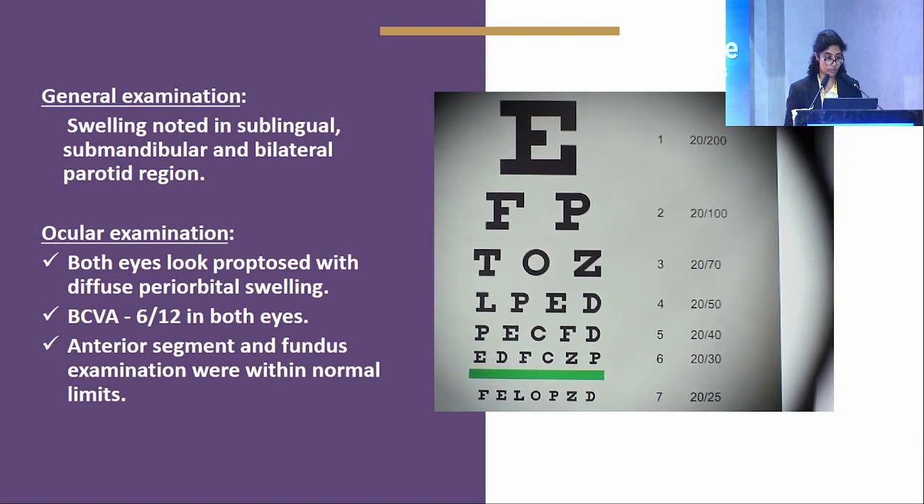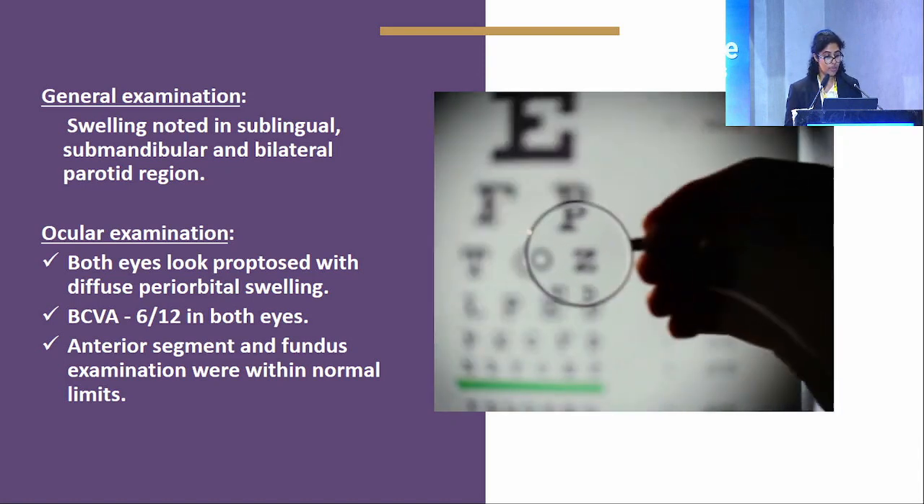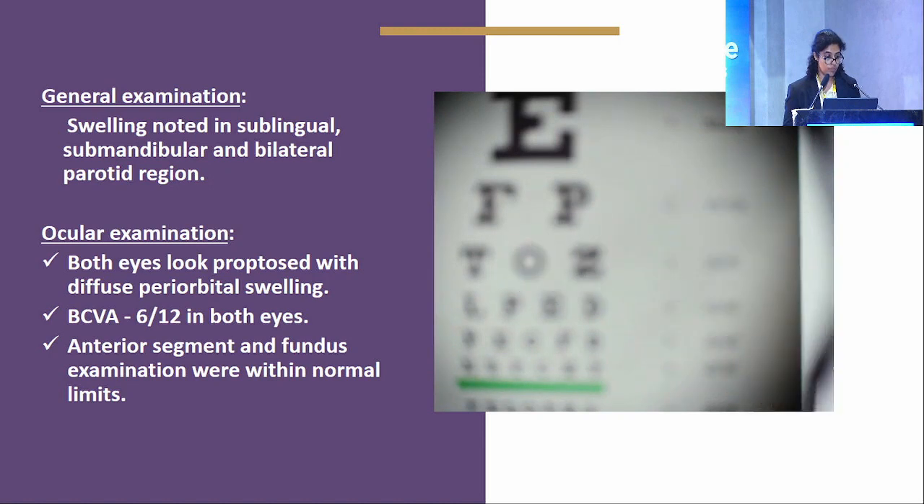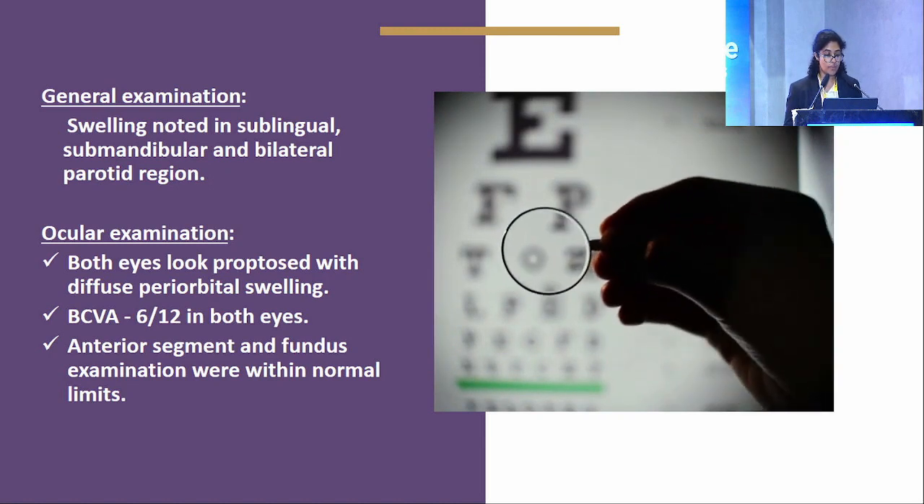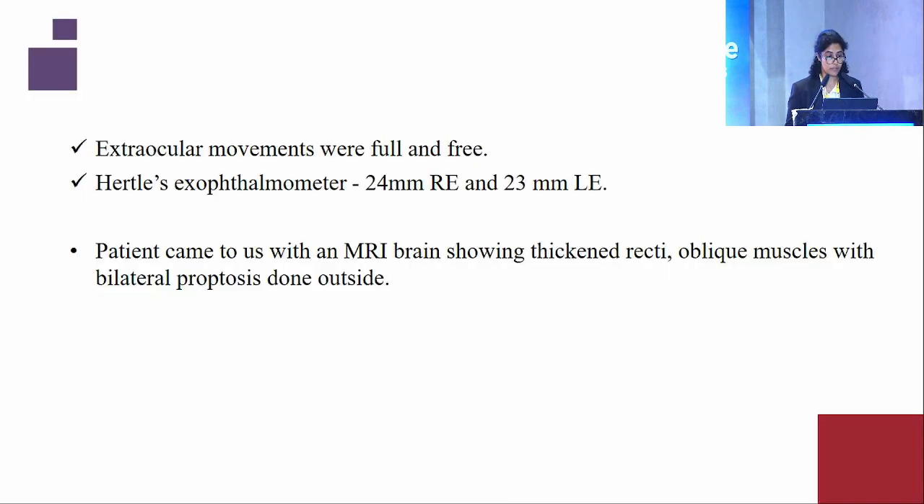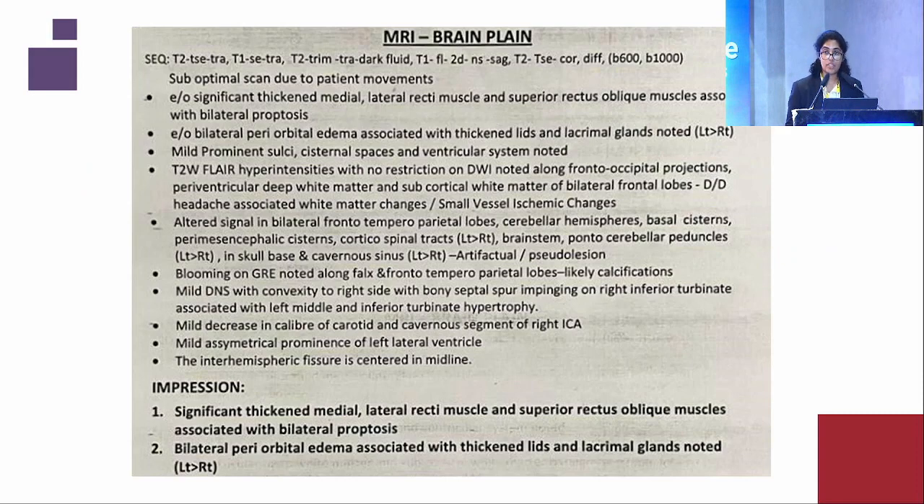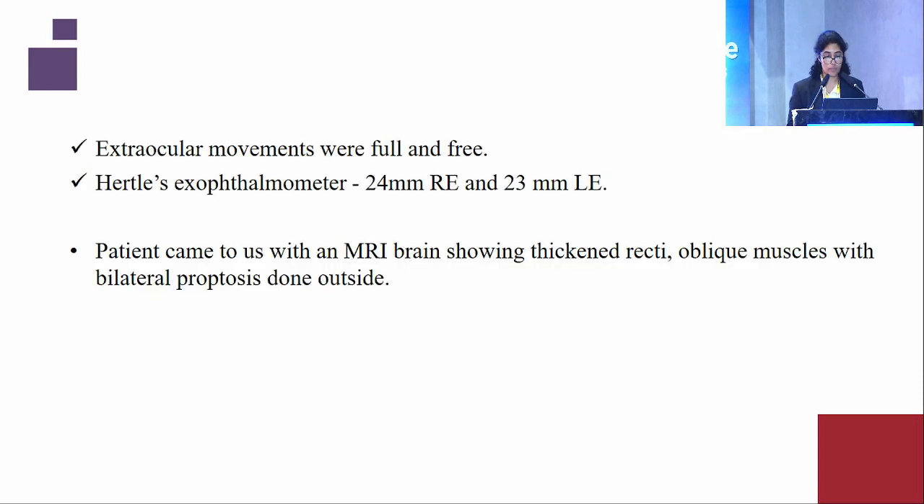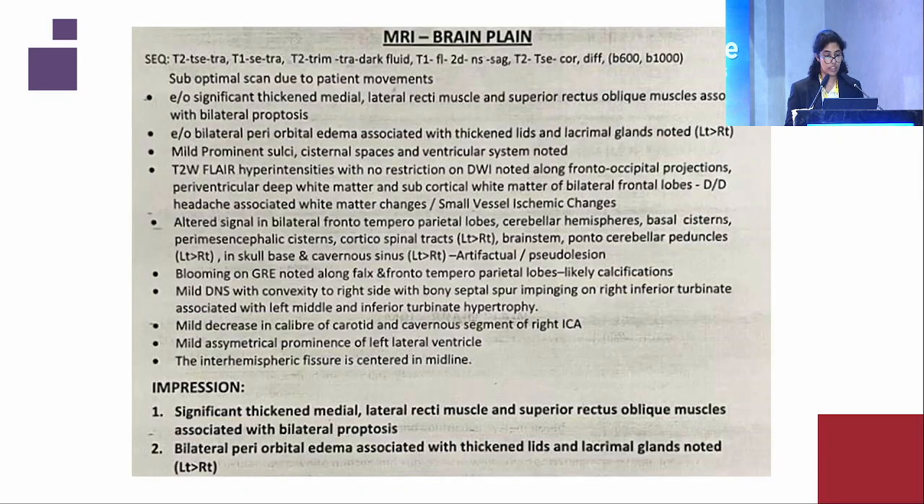and bilateral parotid regions. An ocular examination showed that both eyes were proptosed with diffuse periorbital swelling and a best corrected visual acuity of 6/12 in both eyes. Anterior segment and fundus examination was within normal limits. Extraocular movements were full and free with Hertel's ophthalmometer readings of 24 mm in the right eye and 23 in the left eye. The patient had presented to us with an MRI film which had showed thickened recti, oblique muscles and bilateral proptosis, and this had been done outside.